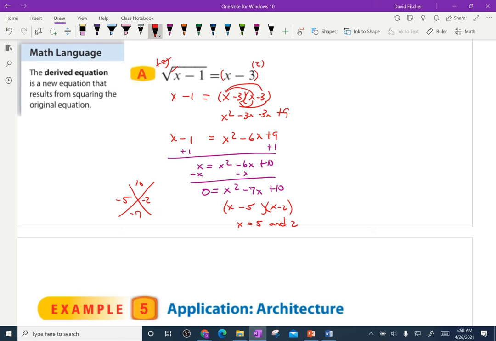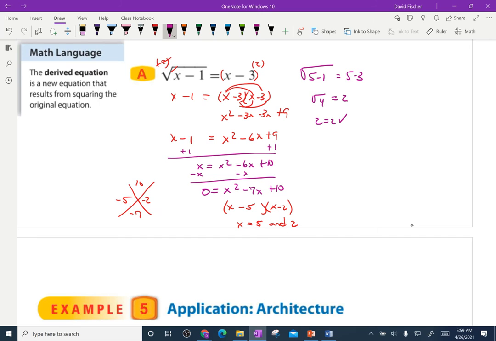Now, we haven't practiced this very often, but I want to go back and check because sometimes, especially when we're factoring, one of these answers might not be a plausible answer. So let's go back and check with the 5. I have the square root of 5 minus 1 equals 5 minus 3. I'm plugging the 5 back into the original equation. So I get the square root of 4 equals 5 minus 3, which is 2. And I know the square root of 4 is 2. So 2 equals 2. So 5 is an answer.